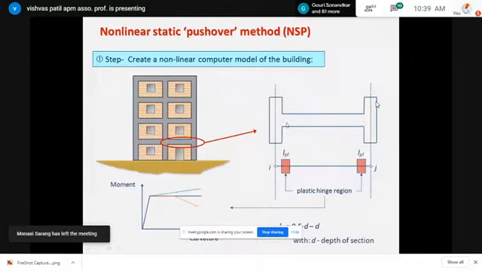Now, how to assign the hinge? In SAP 2000, there are two approaches. This particular hinge we can assign directly by using auto hinge. Auto hinge minimizes the calculation. Many calculations are otherwise required, such as the calculation of moment. First is the moment curvature calculation.